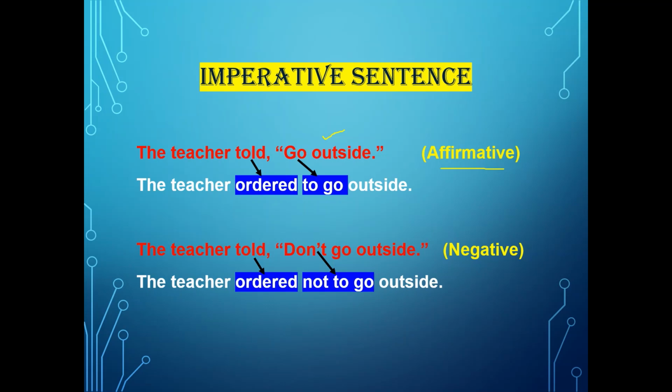And if there is negative sentence, the teacher told, "Don't go outside," it's a negative sentence because you can see the use of not here. Okay, so in this type of sentence, if you change this sentence into reported speech, the answer will be the teacher ordered not to go outside. So if there is affirmative sentence or positive sentence, the reported verb will be to plus infinitive, and that will also be same in negative sentence, but before to, not will be used in negative sentence.